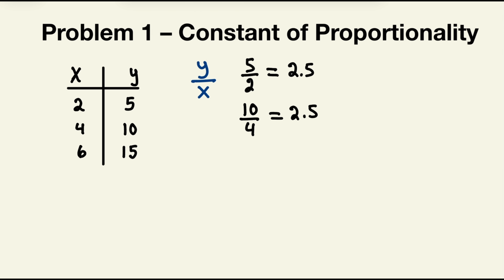Okay, now let's take a look at the last row. We have the 6 and the 15, and that's written as 15 divided by 6, which equals 2.5. The ratio stays the same each time, as you can see, which means the constant of proportionality here is 2.5. So then we can write the equation as y equals 2.5x. And that is the final answer.